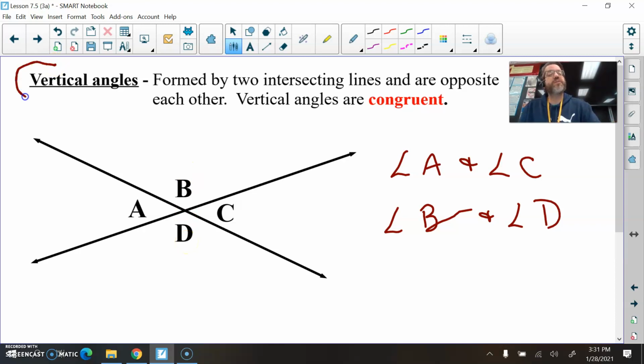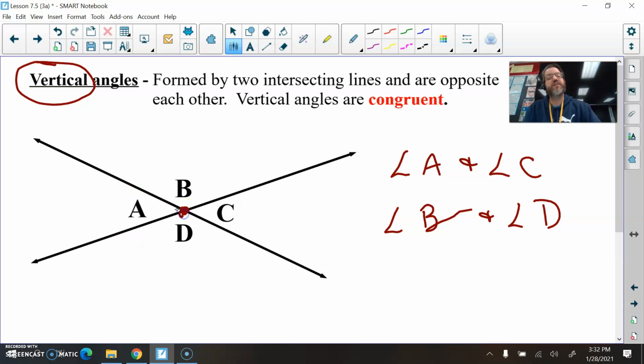Now, this term vertical can confuse some people because we've always been taught vertical means up, down, doesn't it? But A and C, angles A and C, are they up, down from each other? Well, no, they're left, right from each other. So we have to look a little closer at that word vertical. The root word here is vertex. We have a vertex right here, which is where all of our angles have their beginning. You have angle B, angle C, angle D, angle A.